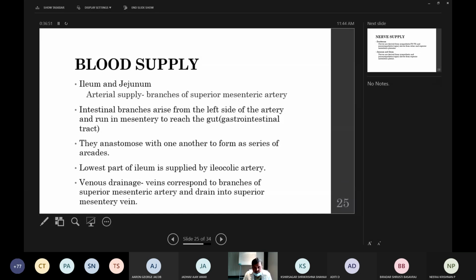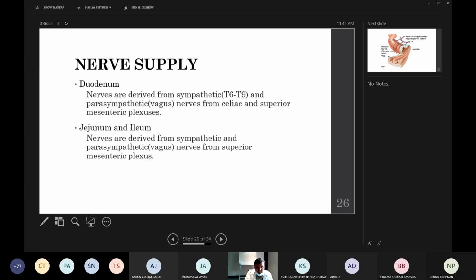Venous drainage: veins correspond to branches of the superior mesenteric artery and drain into the superior mesenteric vein. Now, the duodenum is supplied by sympathetic nerves, T6 to T9, and parasympathetic vagus nerves from the celiac and superior mesenteric plexus. Jejunum and ileum nerves are derived from sympathetic and parasympathetic nerves from the superior mesenteric plexus.